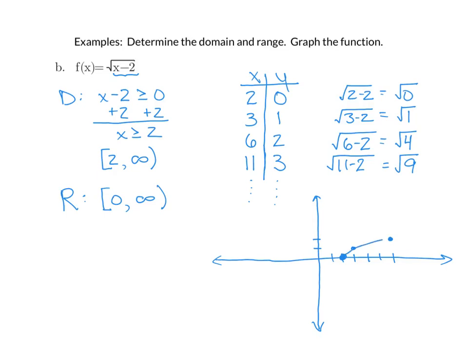If we graph this, we get half of a parabola on its side. And so that is going to be our basic shape for an even root. Let's go ahead and continue and see what else we can do.